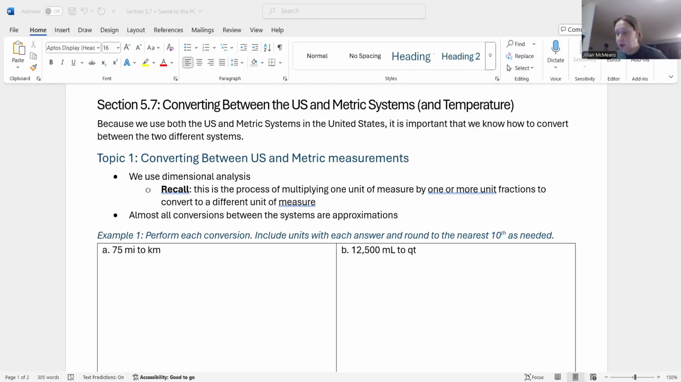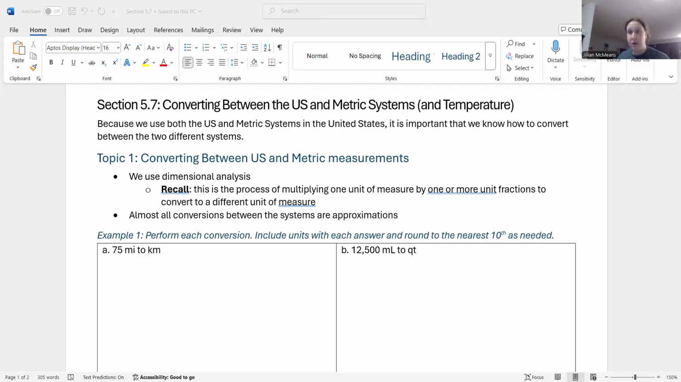For the last section in this chapter, we're going to look at converting between the US and metric systems of measure, and then we're going to talk about converting different temperatures, okay? So far in the three sections prior to this, we converted exclusively in the metric system or exclusively in the US system. We never merged the two, okay?